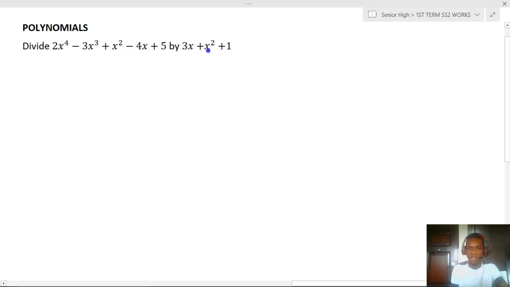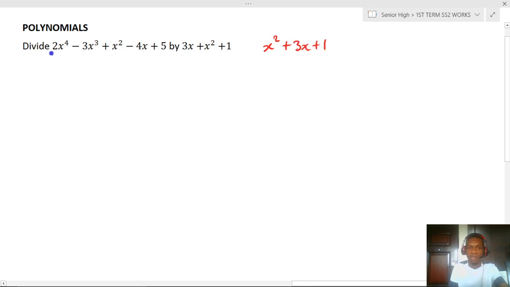So look at this. The highest degree of x is x squared, but it is not written as the first value. Therefore, we have to rearrange this before we solve. So rearranging this, it will be what? It will be x squared plus 3x plus 1.